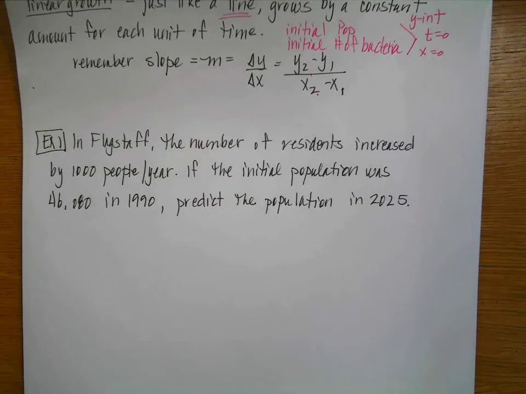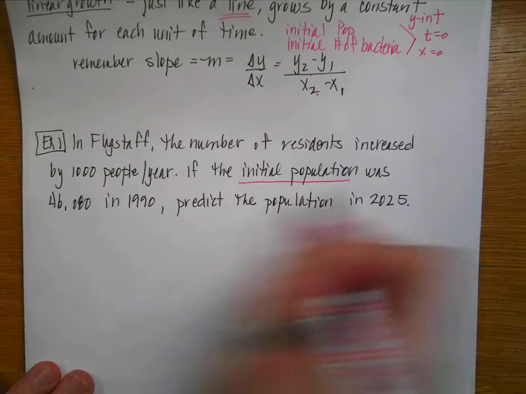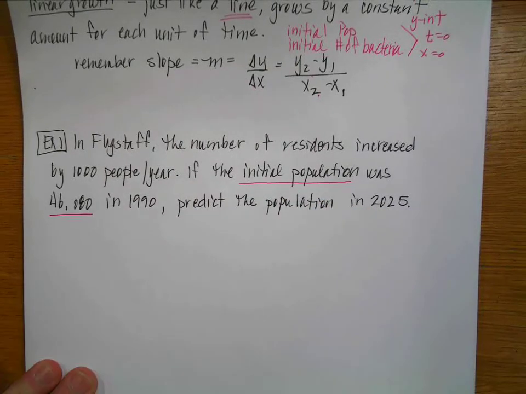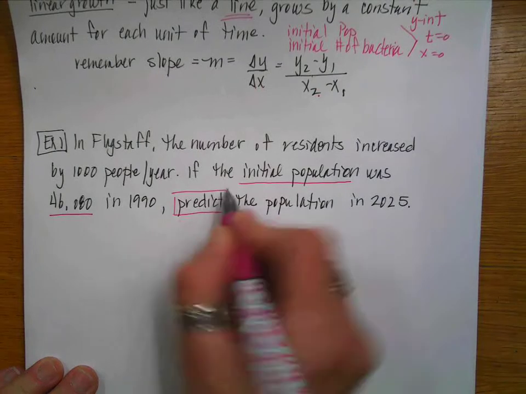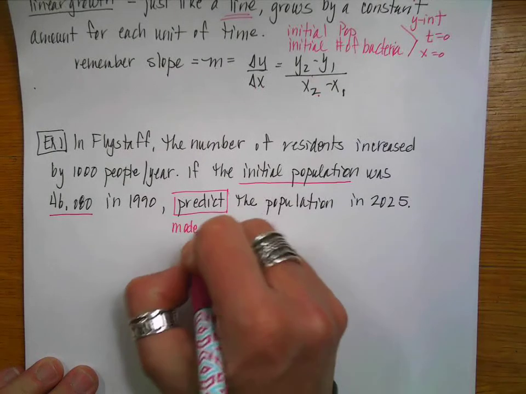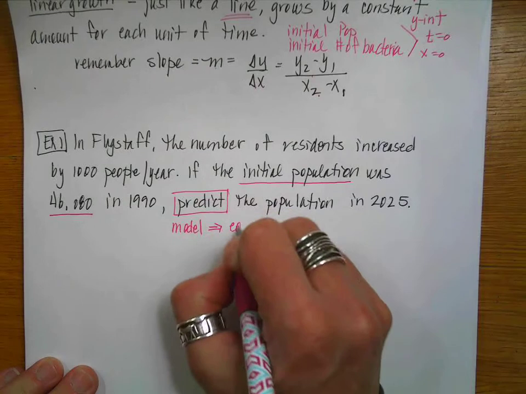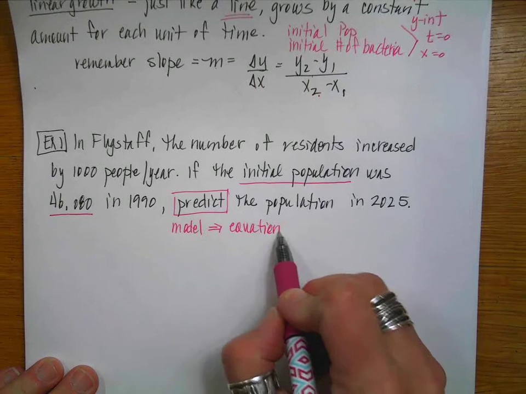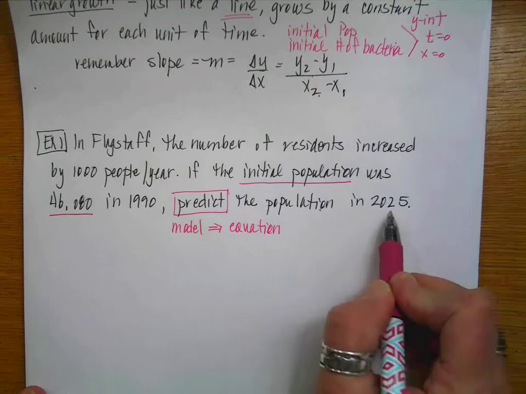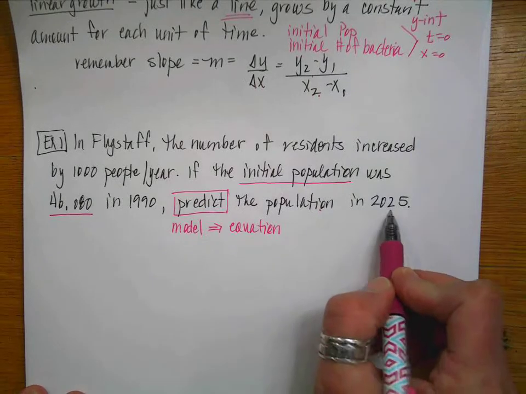So in Flagstaff, the number of residents increased by 1,000 people per year. Key phrase, if the initial population is 4,680 in 1990, predict the population in 2025. Anytime you see the word predict, that means you're going to have to write a model, or you're going to be writing an equation, and then you're going to use the equation to predict what happens at a later date and time.